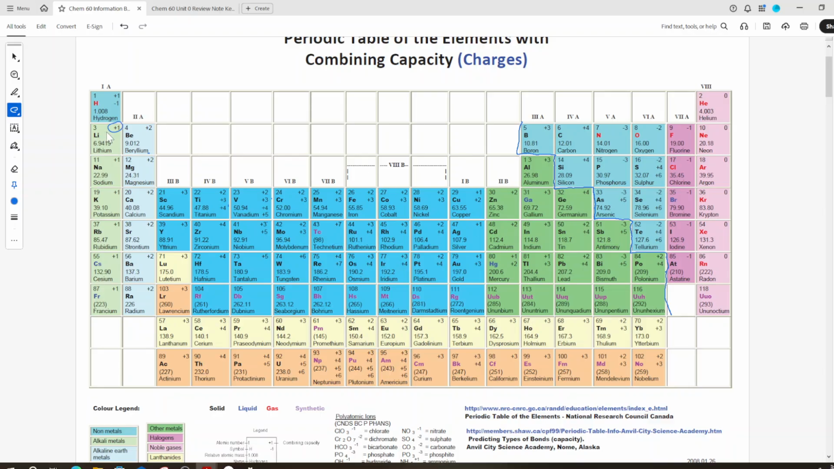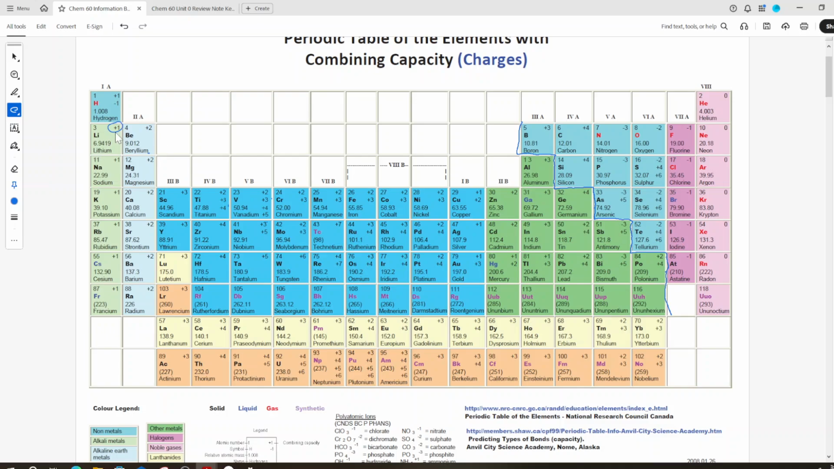So lithium has a +1 charge, meaning that its outer valence shell is lacking one electron. What happens with the ionic bond is that lithium will react with something that has an excess electron or has an electron that it can give. So in an ionic bond, the lithium is going to take that electron and fill its outer valence shell, and then they will be bonded in an ionic bond.